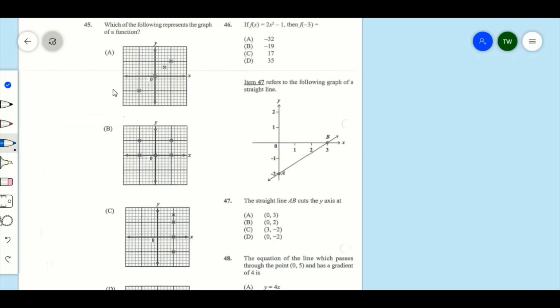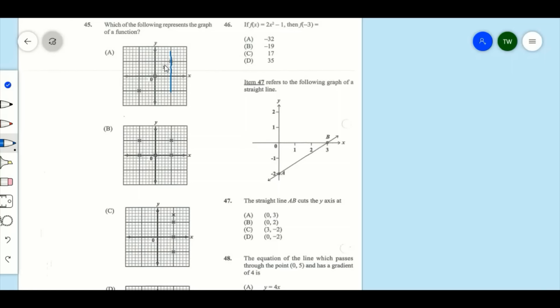Now for any of these solutions to represent the graph of a function, it must first pass a vertical test. Meaning that if we pick any one of the points or all of the points and draw a vertical line, it should only pass through one single point for it to be a function. So let's look at option A. If I pick this point here and I draw a vertical line through it, this vertical line will only pass through that point.